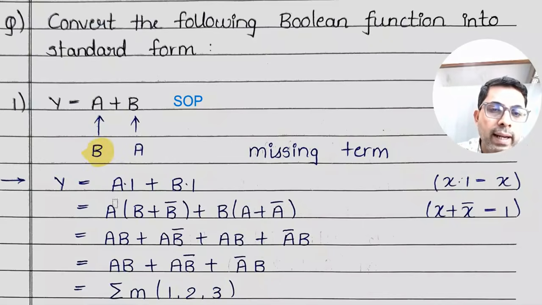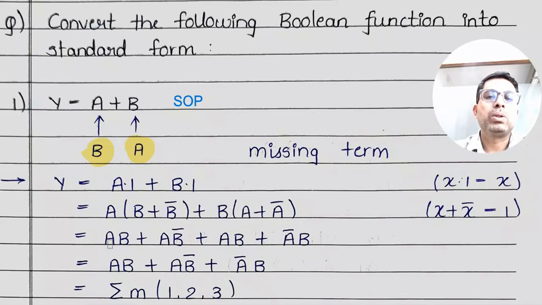So I wrote A as it is. You need to write B plus B bar, because what does the Boolean law say? B plus B bar is equal to 1. So whatever variable is missing in the first term, you write it in terms of B plus B bar. Now which variable is missing in the second term? That is A, so B into A plus A bar.